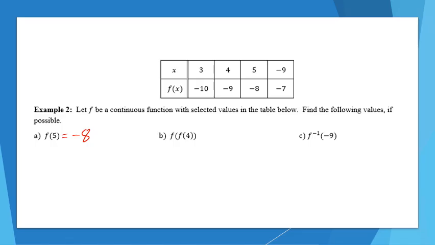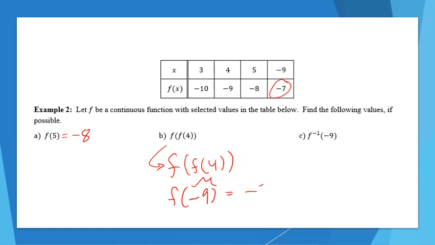Now we have a composite function. This is from last class, so f of 4. Here, let's just find f of 4 first. This is negative 9. So now this just becomes negative 9. And then f of negative 9 should be negative 7. So that should be our answer for part B.